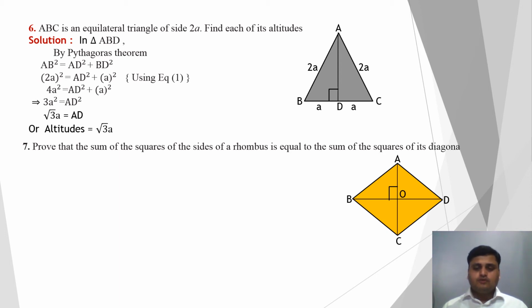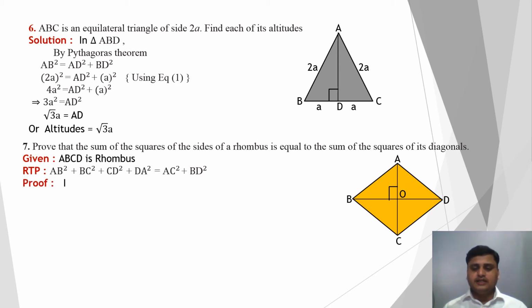So first of all, what will we do? We will write given. Let's write given. So given is ABCD is a rhombus. And we need to prove, so that we will write in RTP: the sum of the squares of the sides, that is AB square plus BC square plus CD square plus DA square, is equal to the sum of the squares of its diagonals, that is AC square plus BD square. Okay. After this, let's begin the proof.